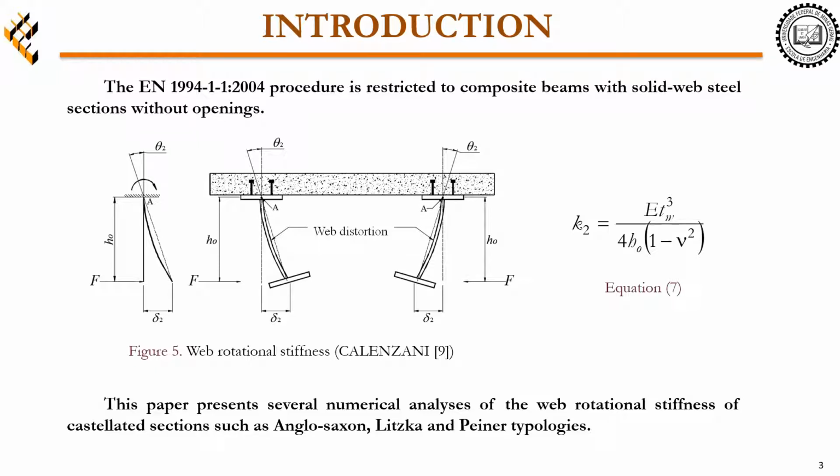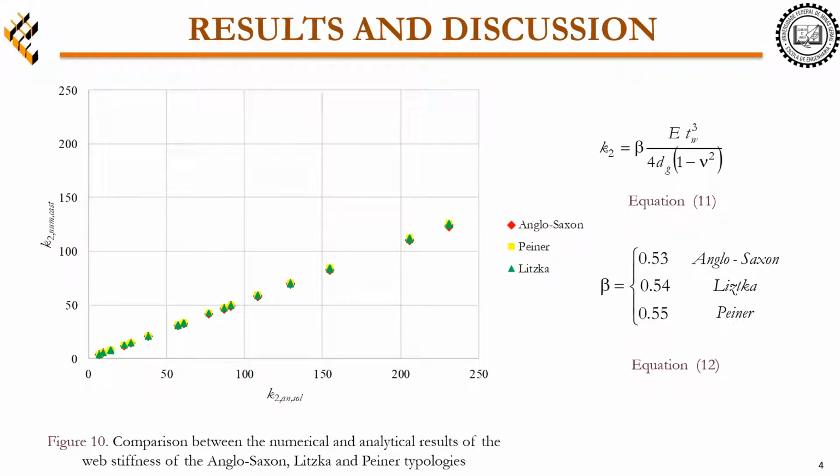So, this paper presents several numerical analyses of the web rotational stiffness of castellated sections, such as Anglo-Saxon, Litzka, and Peiner typologies. Figure 10 shows the relationship between the results of the numerical analysis of plates with hexagonal openings and the values obtained according to the analytical formulations of web plates without openings for Anglo-Saxon, Litzka, and Peiner typologies.